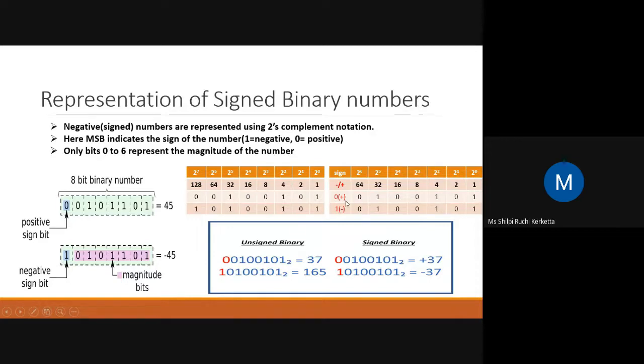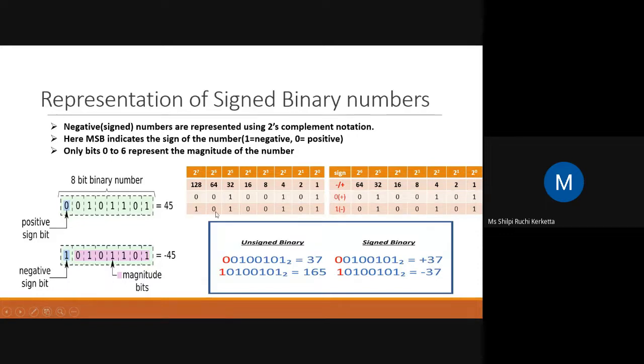Okay. And we will see the sign. What is the sign? Sign is 0. So what does 0 mean? It is positive. So we will write it as plus 37. We have to add this plus because it is a signed binary number.